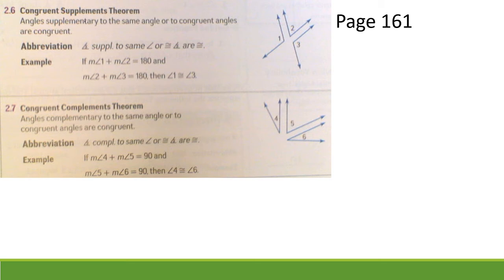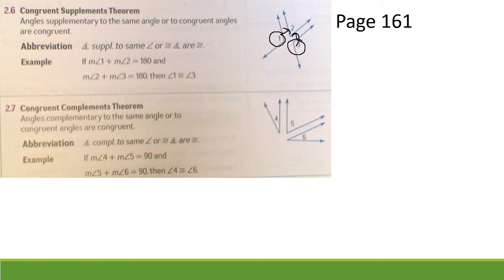The supplements one says that if you have two angles that are supplementary to the same angle, then they have to be congruent to each other. So to put an example here: if I say that angle 1 is supplementary to angle 2, which means that angle 1 plus angle 2 adds to 180, and if angle 3 is also supplementary to angle 2, that means angle 1 and angle 3 have to be equal to each other.